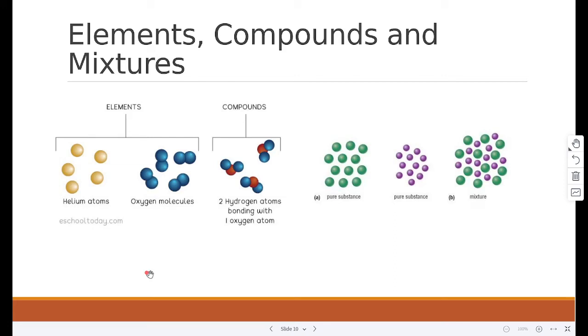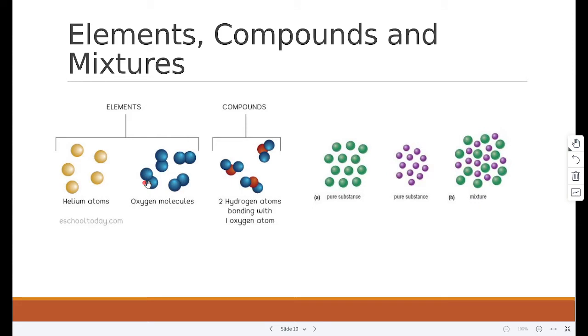Substances can be classified into three types: elements, compounds, and mixtures. So, first of all, we're going to talk about elements. Now, an element is a substance made up of atoms that all contain the same number of protons and cannot be split into anything further. So, helium and oxygen molecules cannot be split into anything simpler.